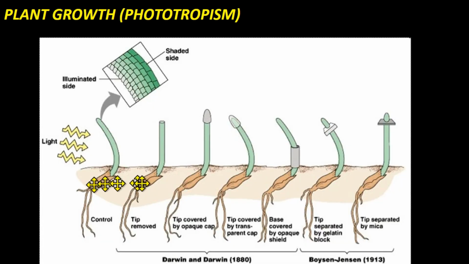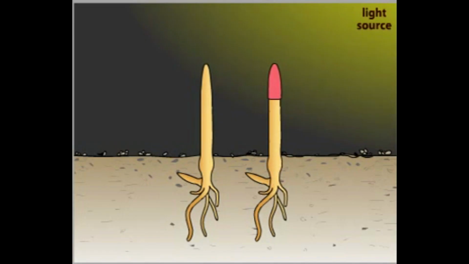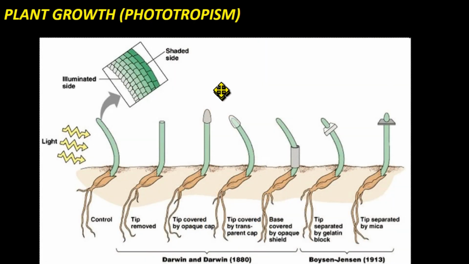Let's take a look at this series of setups here. Now the illuminated side, which is the side where the light hits, is on the left. The shaded side is on the right. The control, which really has no alteration, is going to bend to the left towards the sunlight. When the tip is removed, however, because auxins really only stimulate growth on the meristematic tissue on the shoot tips, there is no phototropic movement. Same thing if the tip is covered by an opaque cap, because there is no stimulation by sunlight here. But if it's a transparent cap, the sunlight can penetrate the transparent cap and still interact with the tip. If the base is covered, again, no difference because the tip is still exposed.